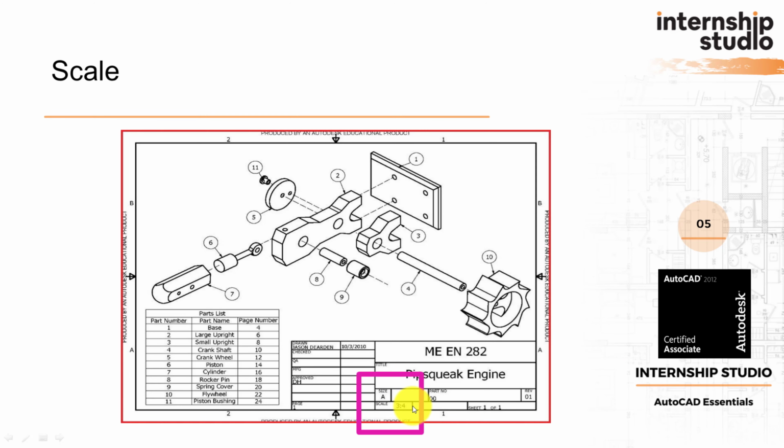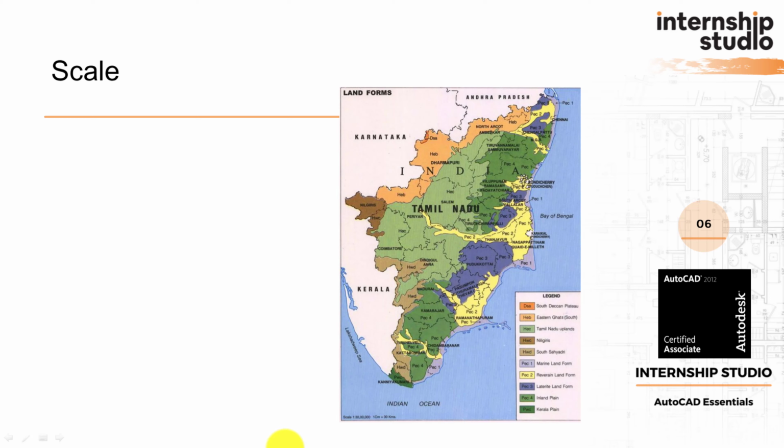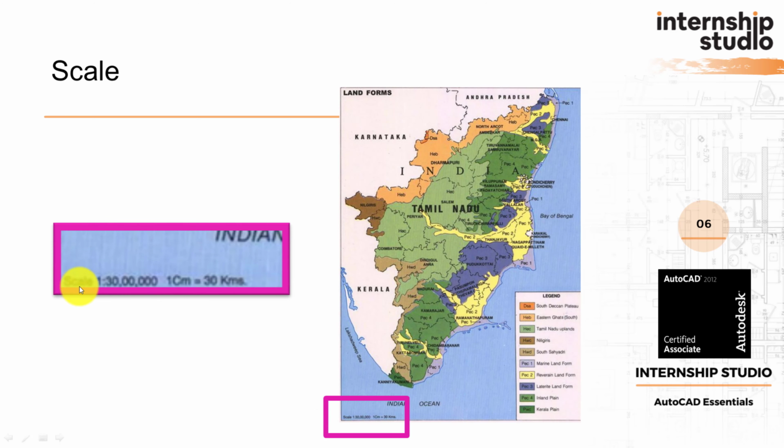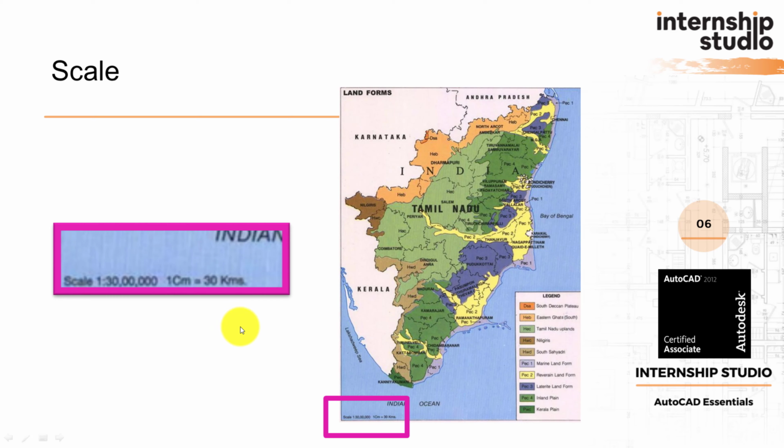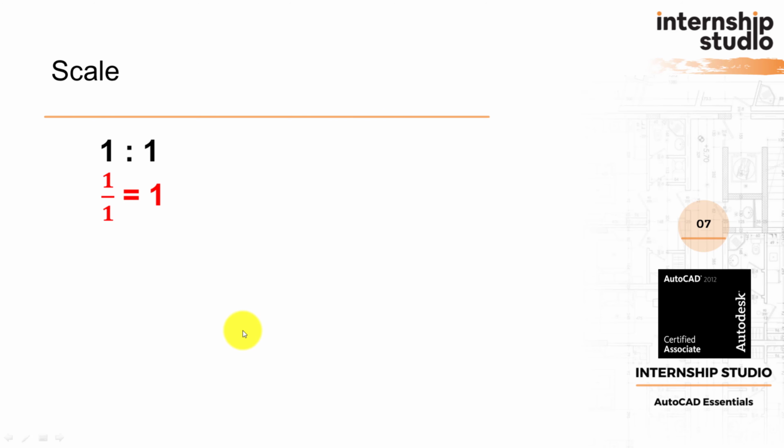Okay. And apart from this, we have a map, right? So any map if you take, inside the map there will be a scale. Okay. So 1 centimeter to 30 kilometers. Scale 1 is to 30 lakhs. What does that mean, this? We are going to discuss now.